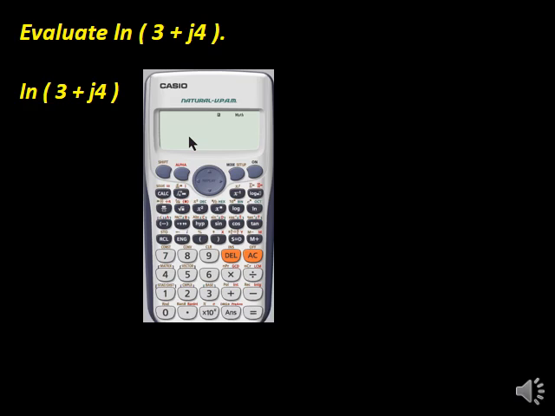Now, let's convert that into polar form by accessing the menu of the complex number, shift 2. And then we select r angle theta. Press equal. Now this is in radian. So we now have this number in radian form, and this is now the equivalent of that logarithm. We have the logarithm of the modulus plus the argument times I.